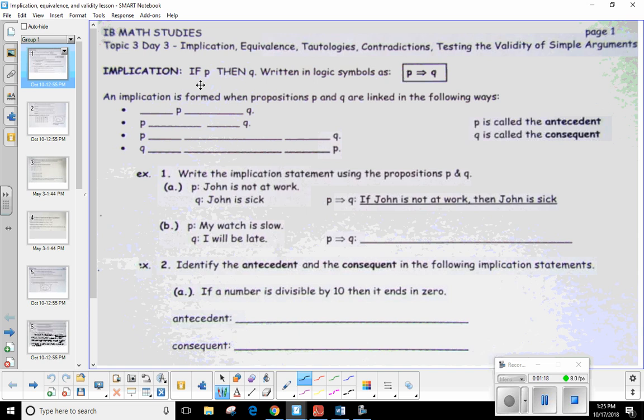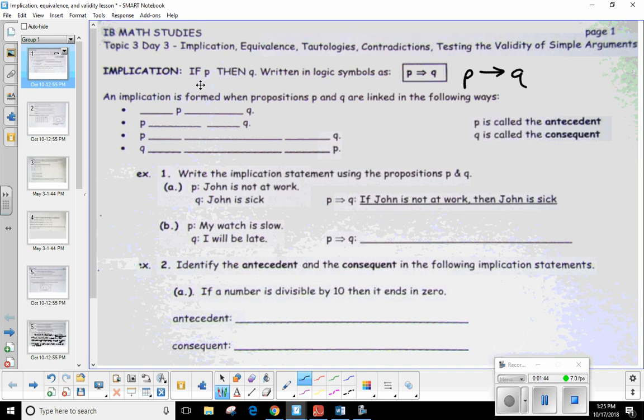And here's the symbol we use. You might see it as the double arrow, or some other times you might just see it as an arrow pointing from P to Q. We're saying then P implies Q. The thing to remember is there's not necessarily causation. It's not that one causes the other. I'm going to give you an example of that in just a minute. But an implication is formed when propositions P and Q are linked in the following ways.